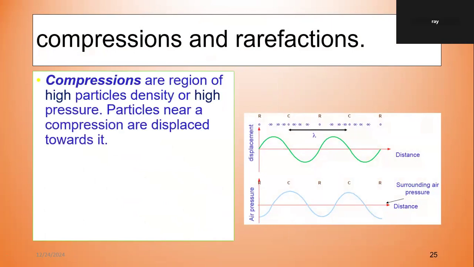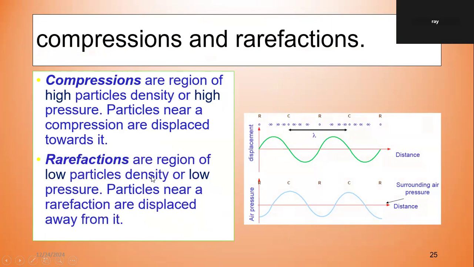Compressions are regions of high particle density or high pressure. Particles near a compression are displaced towards it. That's what we have said, they are always towards the compression. Rarefactions are regions of low particle density or low pressure, lower than atmospheric pressure. Particles near a rarefaction are displaced away from it. Here, there's a rarefaction, and the particles are displaced away from it.